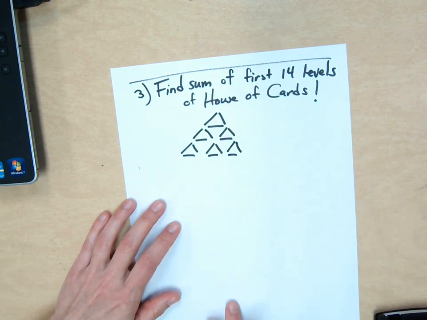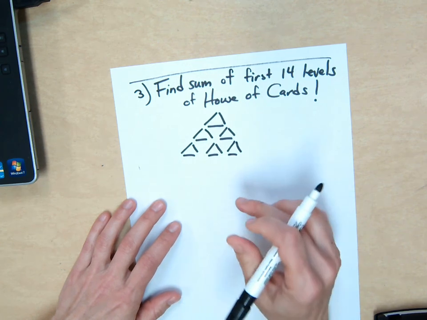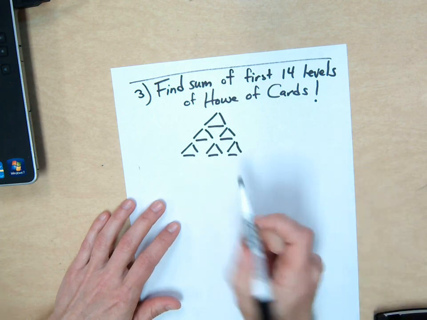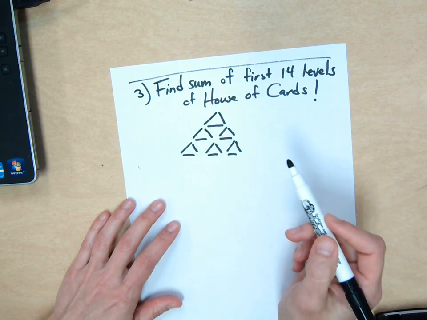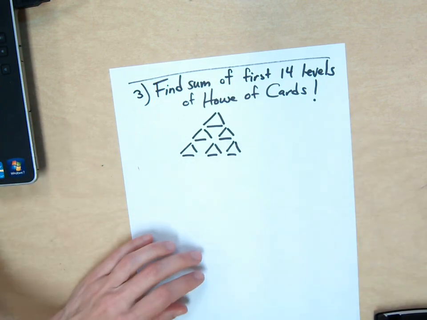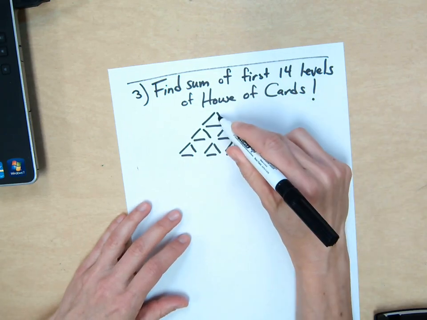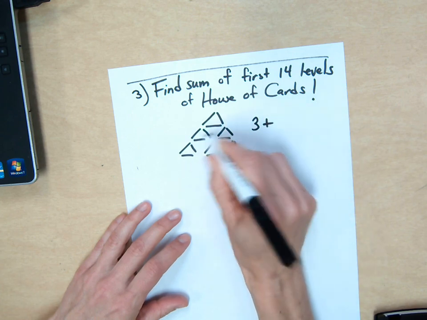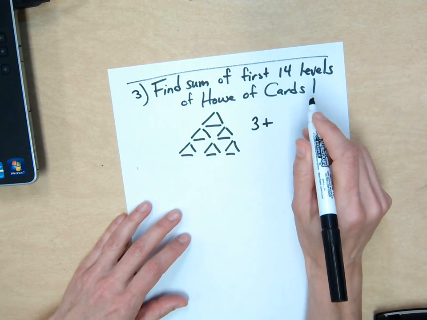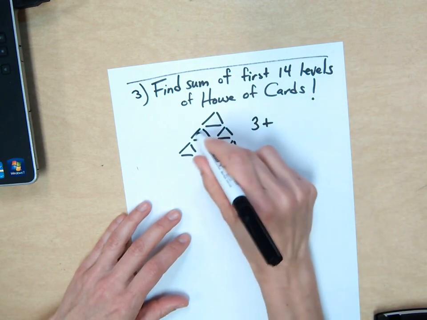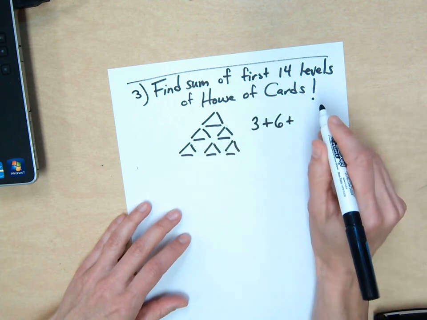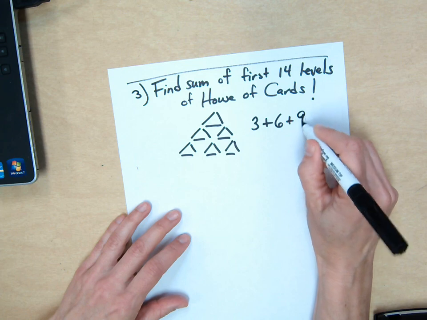Okay. And now we could draw this picture down to 14 levels and count up all these little lines, or we can do it faster like this. So the first level you see is 3 cards, right? Let's look for patterns. How many cards are in the second level? 6 on the second level. How many are on the third level? Oh, I see an arithmetic series.